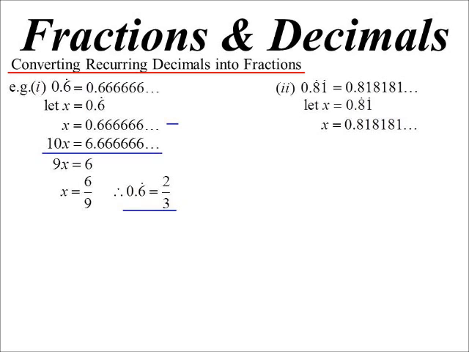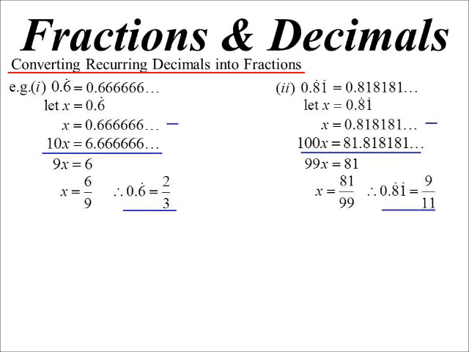So we'll multiply by 100, and then I get 81.818181818181... 81, 81, 81, 81, 81, 81, 81. The 81s disappear, and we have a definite answer now. So 81 on 99, 9 on 11.